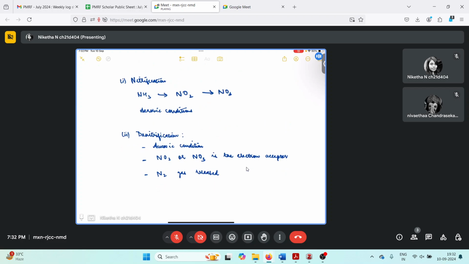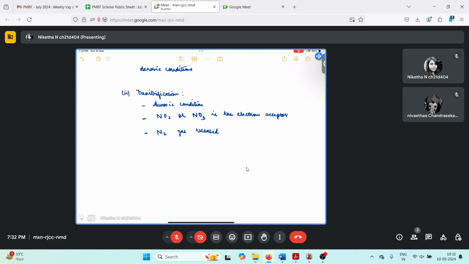So, to summarize both nitrification and denitrification, we can write it like this: the ammonia nitrogen is converted to nitrite, and then nitrate. And during denitrification, this nitrate becomes the electron acceptor, and it will be reduced to nitrite. And further, it will become nitrous oxide, and finally, nitrogen gas.